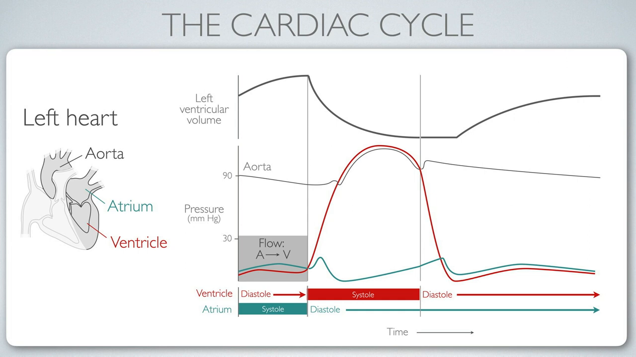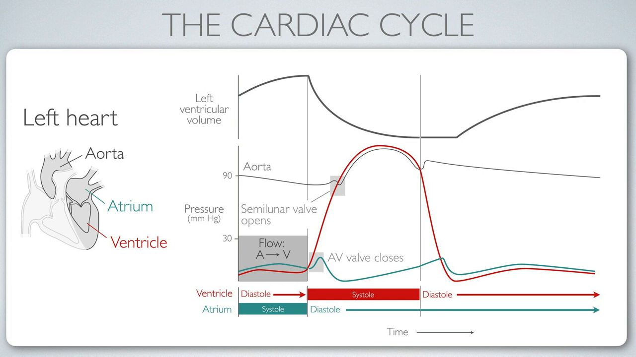Now you might have noticed these little blips in the pressure traces. That corresponds to a change in the state of a valve. In the case of that little blip that we see in the atrial pressure, that corresponds to a closure of the AV valve. When you look at the aorta and its little blip here, that corresponds to an opening of the semilunar valve.